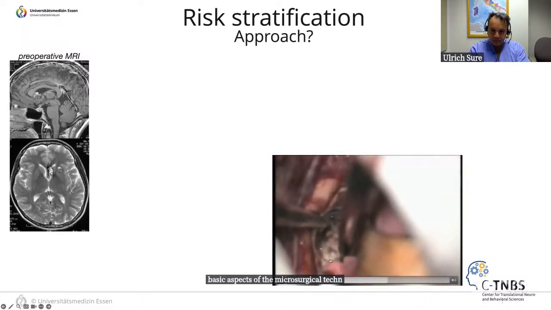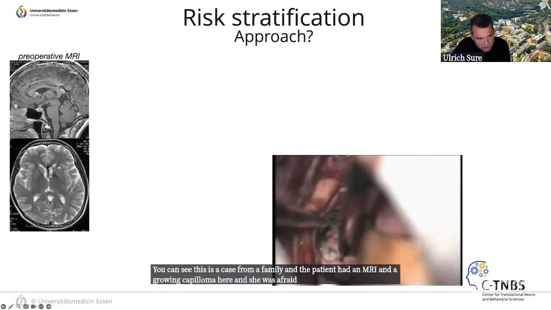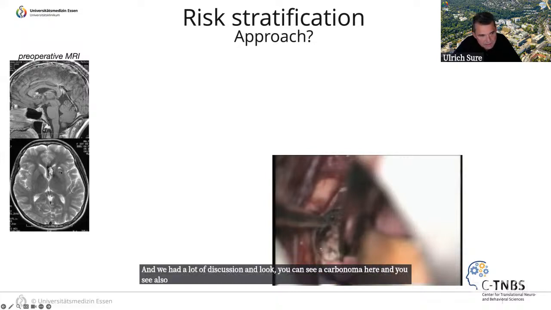Absolutely. So this is a case that I wouldn't treat nowadays. I treated that maybe 15 years ago. You can see this is a case from a family, and the patient had an MRI and a growing cavernoma here, and she was afraid to have a blockage of the foramen of Monroe, and we had a lot of discussion. And look, you can see a cavernoma here, and you see also one here. And in the end, after long discussion, I removed it.